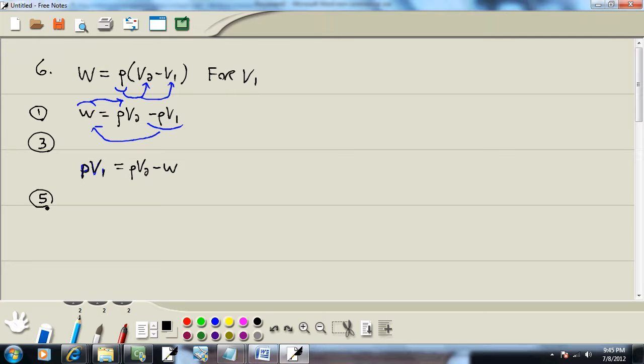Step 5. Divide both sides by what is in front of or behind the variable you're solving for. Solving for V1, there's a P in front of it. So we're going to divide both sides by P. These P's are going to cancel. And we got V1 is equal to (P V sub 2 minus W) over P. Now these P's can't cancel here because of the minus. Everything would have to be multiplication up on top for these P's to cancel.